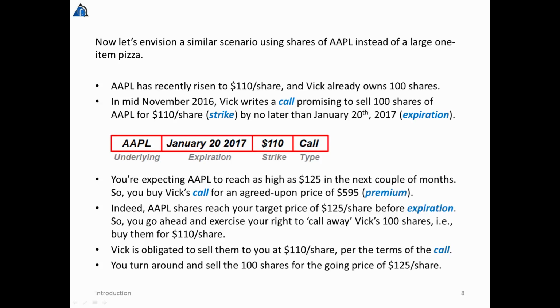A few weeks go by. It turns out you were right. The price of Apple does manage to reach your target price of $125 per share, and the call contract has yet to expire.